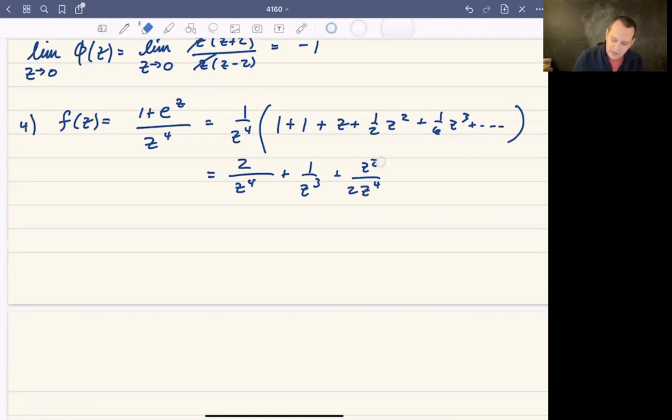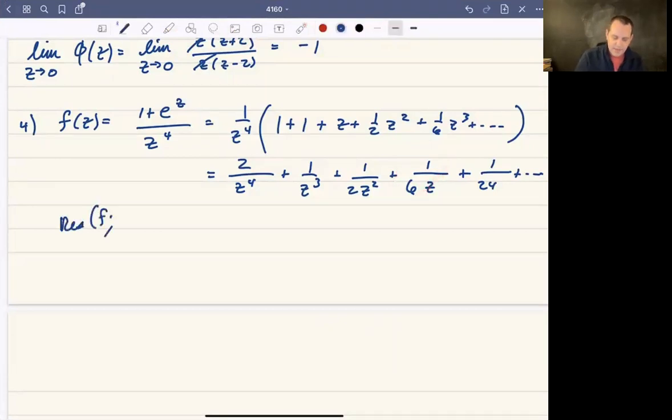So a better way to write that would be 1 over z squared with that 1/2 coefficient down there, plus 1 over 6z plus 1 over 24, and so on. And so, of course, your residue is going to be this 1/6. So the residue is 1/6. So in this case, actually calculating the Laurent series was easy.